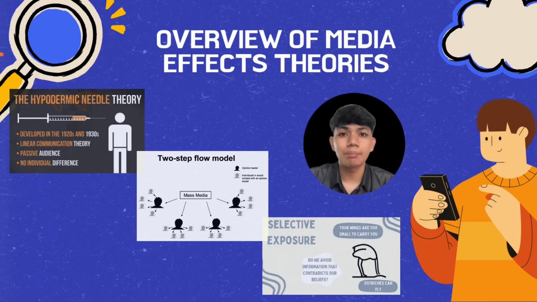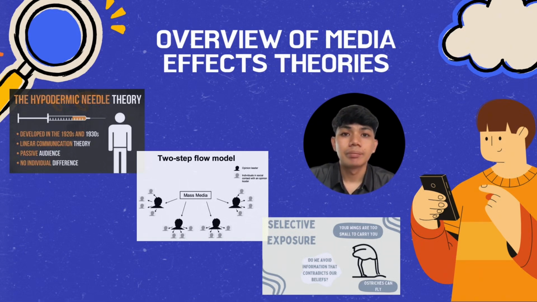Number 2, two-step flow theory. This theory proposed that media messages are first received by opinion leaders, who then influence others by interpreting and spreading the message. It emphasized the role of personal communication in the diffusion of media messages.